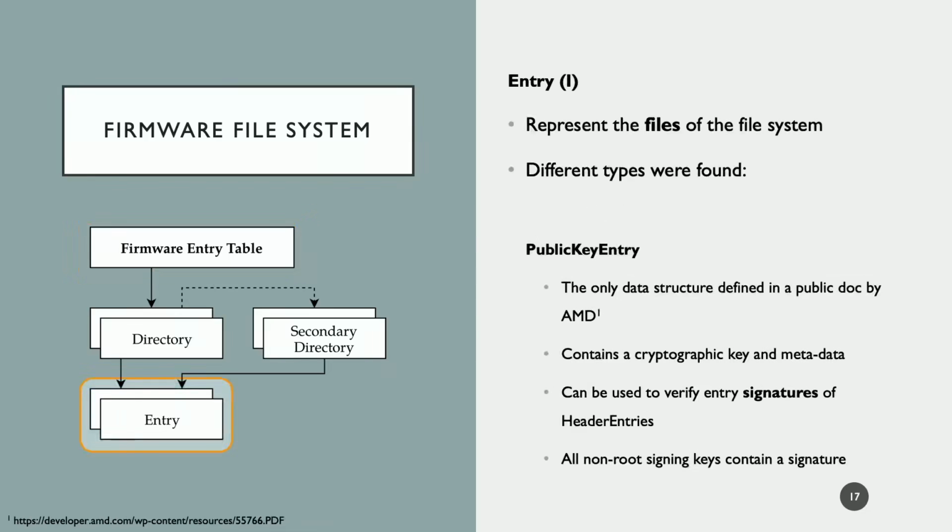So now we end up with what we call entries, or what you could call the files of the firmware file system. And there are two major and important types of entries we found. One type is a public key entry. This data structure holds information about a cryptographic key that can be used to verify signatures of other components. This is actually the only data structure that is publicly documented by AMD, as it's part of one of its memory encryption technologies. And apart from one special key, the root signing key, all the keys can contain signatures themselves too.